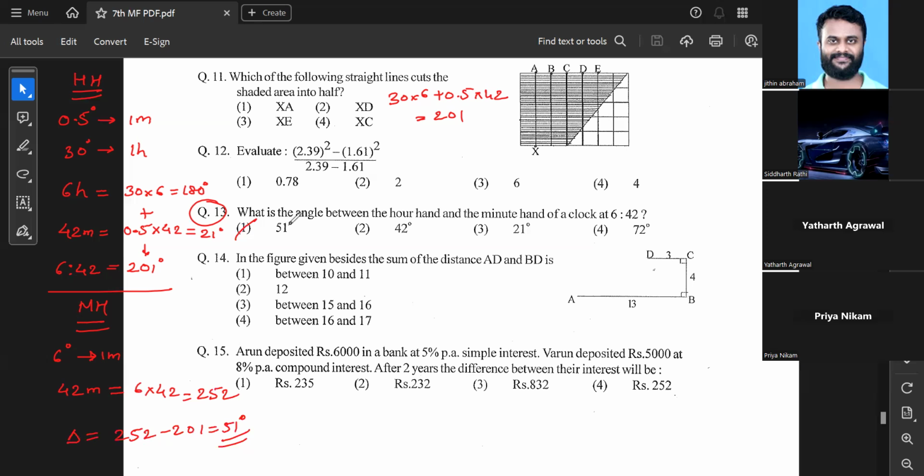Sir, we can also use the method like the formula 30h minus 11 into m by 2. Yep.